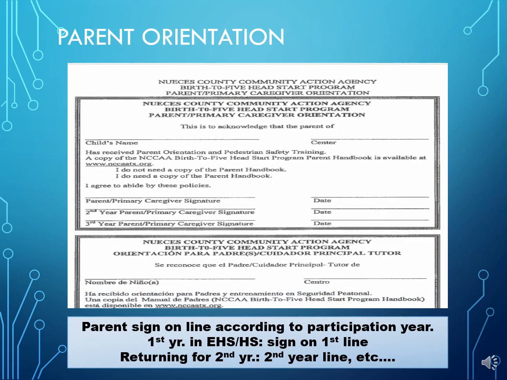This here is the Nueces County Community Action Agency Birth to 5 Head Start Program Parent Primary Caregiver Orientation Form. This form has not been updated. It has not changed at all. The parent signs on the line according to the participation year of the child. If it's the first year in EHS or Head Start, they would sign on the first line and date. If they are returning for the second or third year, that is the line that they will sign on and date.